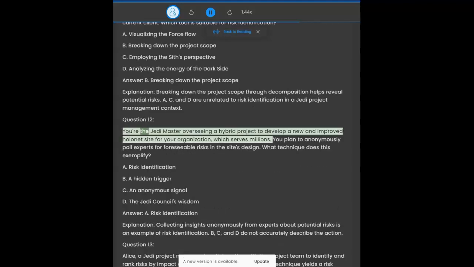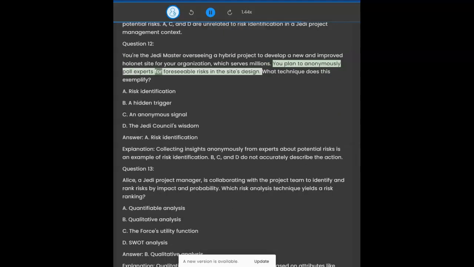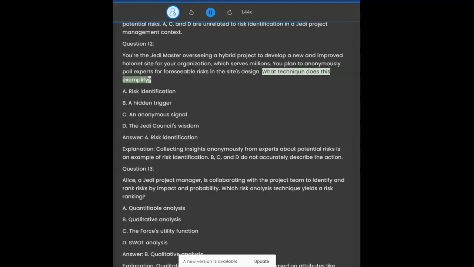Question 12. You're the Jedi Master overseeing a hybrid project to develop a new and improved HoloNet site for your organization, which serves millions. You plan to anonymously poll experts for foreseeable risks in the site's design. What technique does this exemplify? A. Risk identification. B. A hidden trigger. C. An anonymous signal. D. The Jedi Council's wisdom.